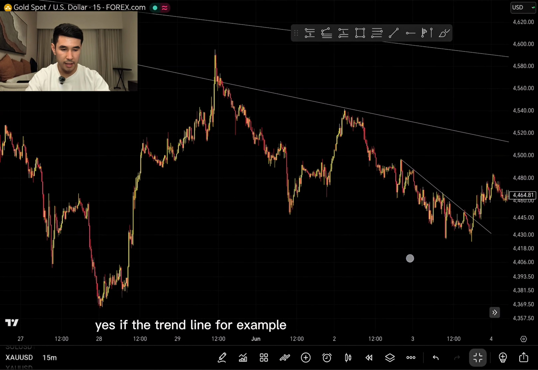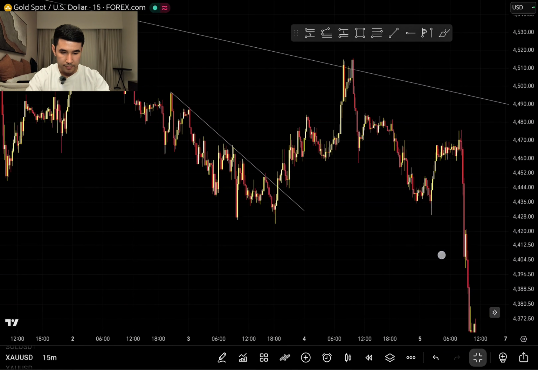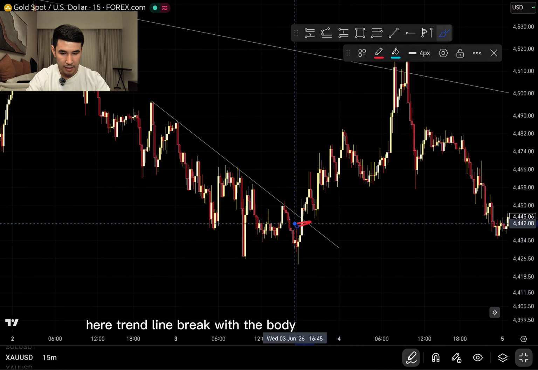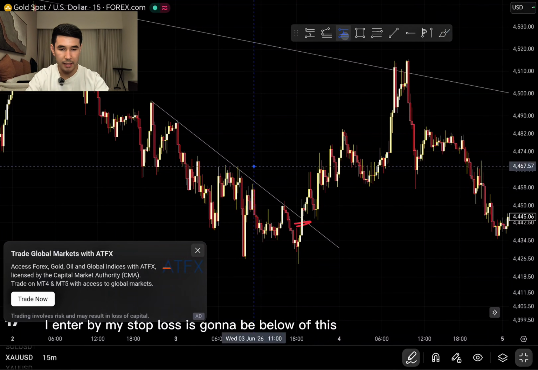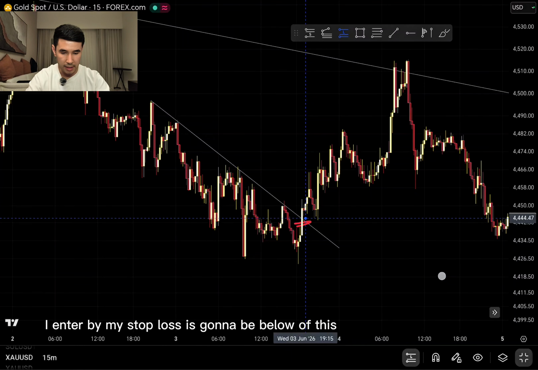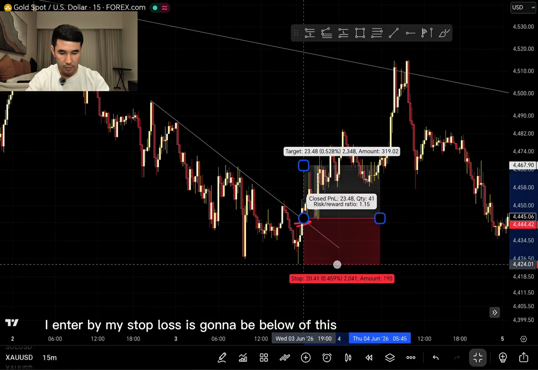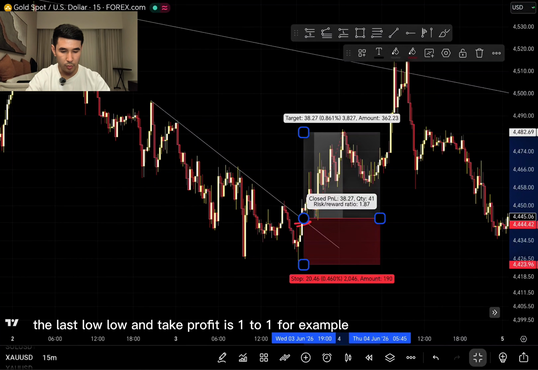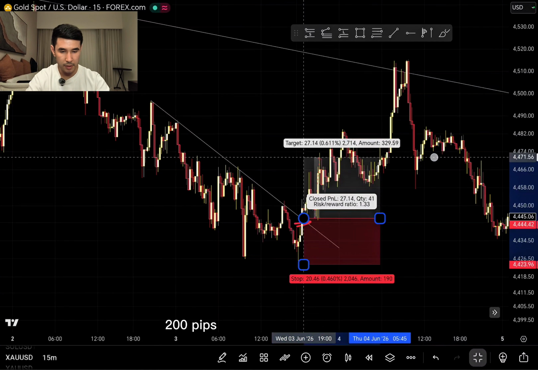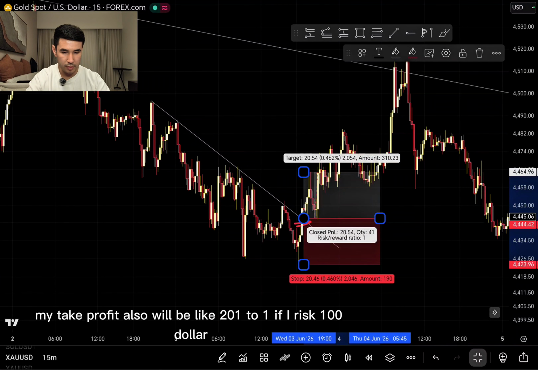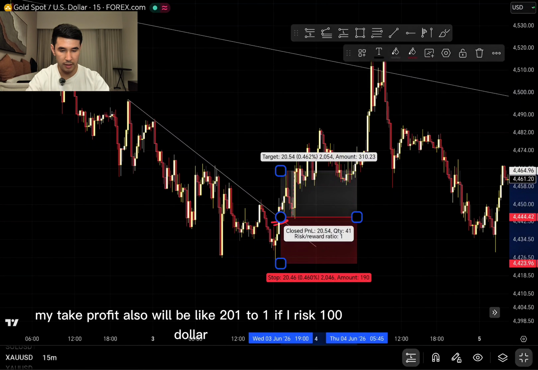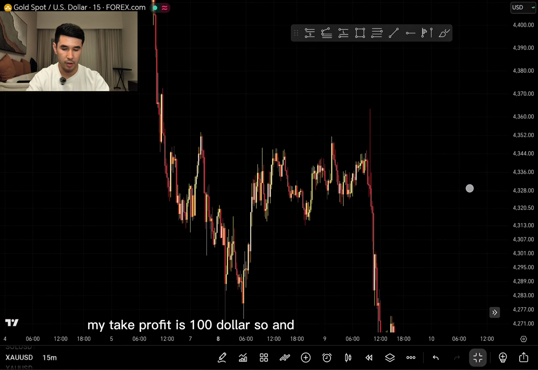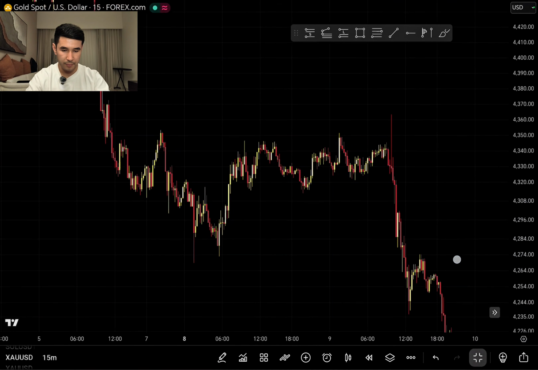Yes, if the trend line, for example, here the trend line breaks with the body, I enter buy. My stop loss is going to be below the last lower low, and take profit is 1 to 1. For example, 200 pips, my take profit also will be 200, 1 to 1. If I risk $100, my take profit is $100.